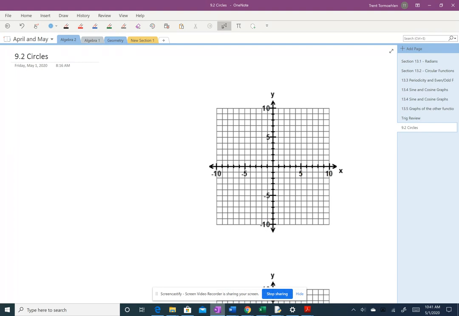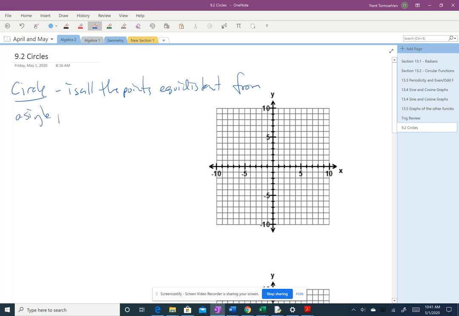The geometric definition for a circle is all the points equidistant from a single point called the center. So we're going to use that distance formula to help us do that. And the way that we usually think about this is we think about a single point on the graph, and we usually call that, I'm going to call it h comma k, as our center point.